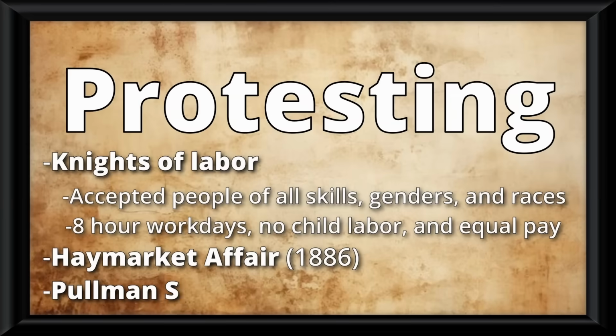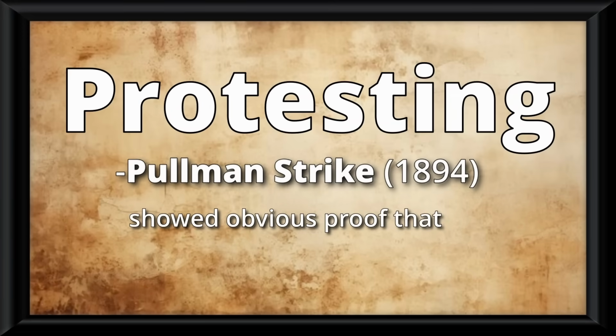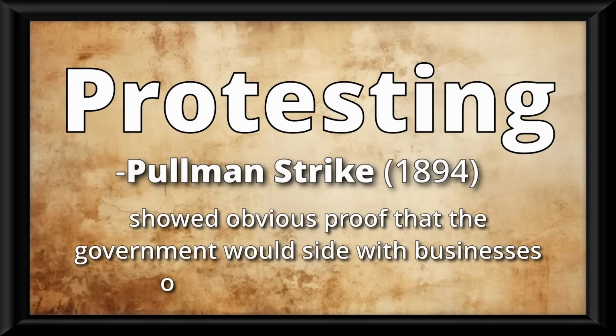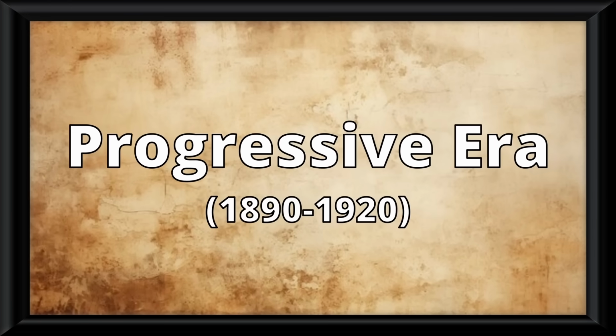And finally, the Pullman Company's workers went on strike. The big deal with this one is that it showed complete obvious proof that the government would side with businesses over the common citizen. So yeah, early on, workers are still going to be under horrible conditions. But don't worry, there is a reason the next era is called the Progressive Era.